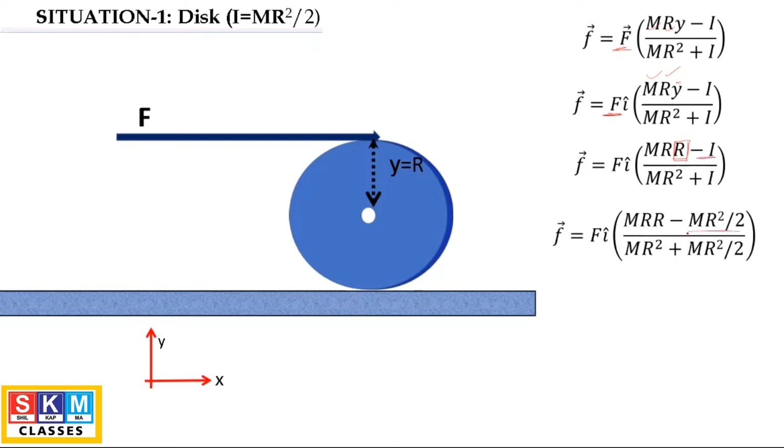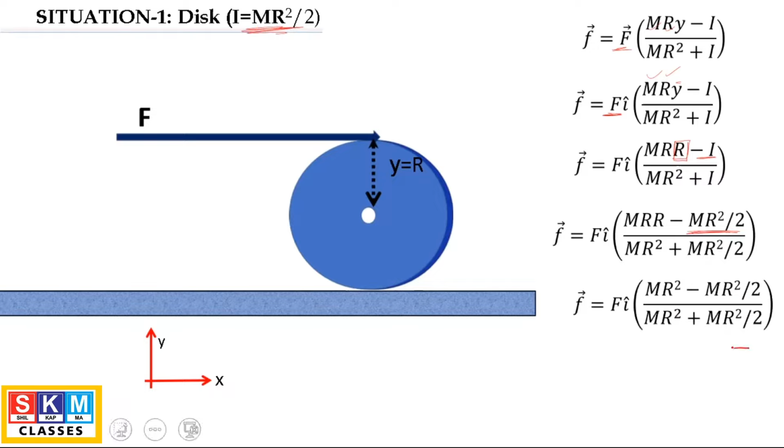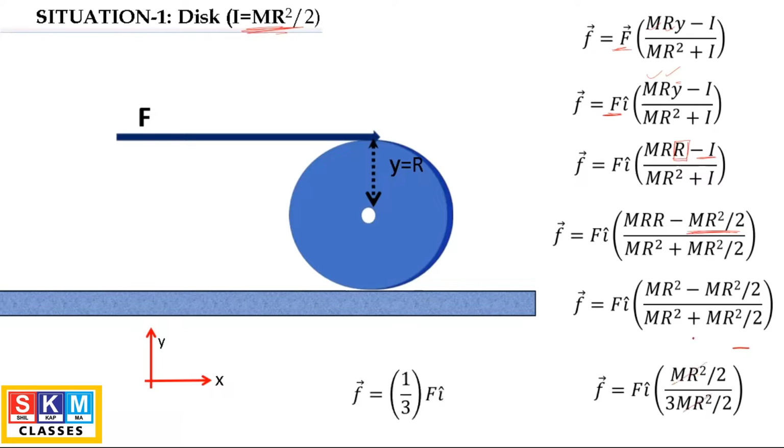Here this I should be replaced by half mr square, as we know that moment of inertia of the disc about its axis of rotation is half mr square. Here numerator comes out to be mr square by 2 and denominator will be 3 by 2 mr square. Mr square and mr square will cancel each other. After simplifying it further, we'll get F by 3 i cap. Here this equation tells us the friction is along the same direction as the direction of applied force and its magnitude is F by 3.